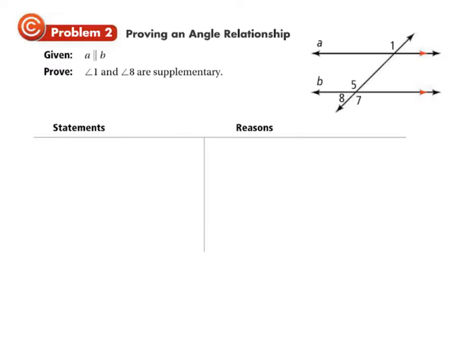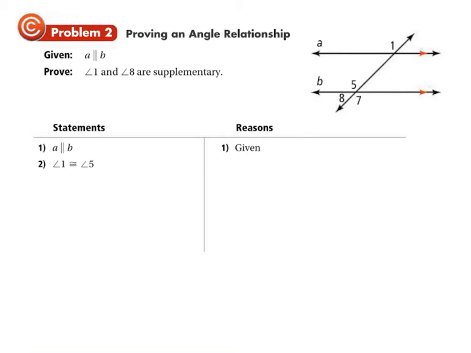Okay, let's see what a proof would look like if we were given that line A is parallel to line B, and we want to prove that angles 1 and 8 are supplementary. You could call those same side exterior. First of all, that is given to us. From there, what can we say?